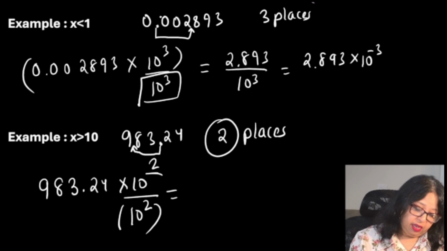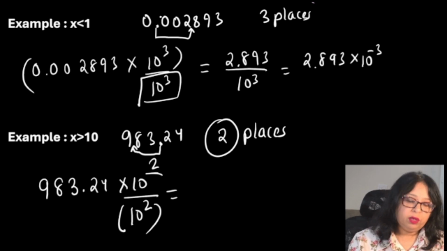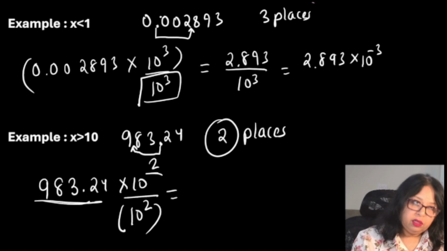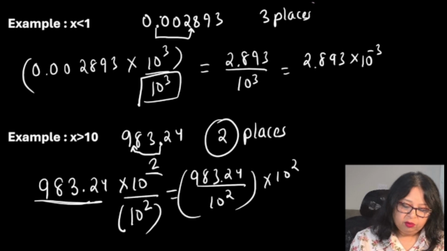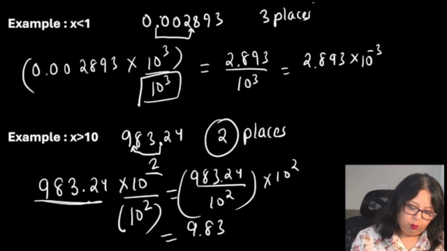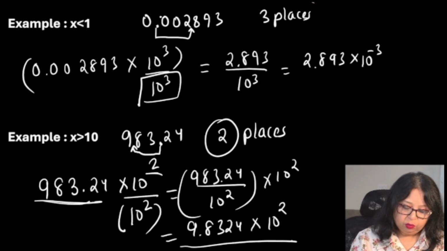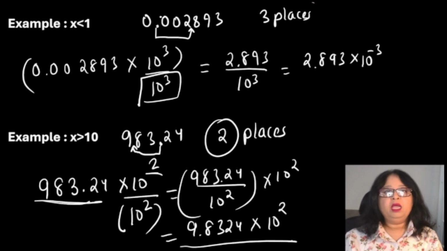Now in this case, you're going to use this 10 to the power 2 at the bottom. This will divide the original number. 983.24 divided by 10 to the power 2 times 10 to the power 2. This will give you 9.8324 times 10 to the power 2. There you go. Done.